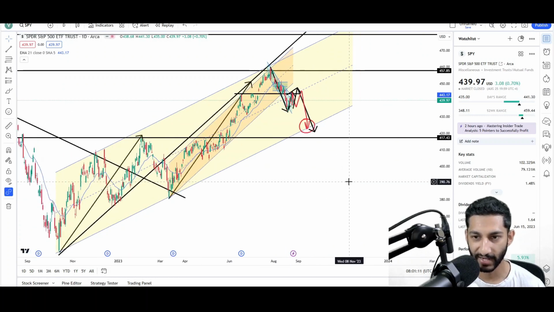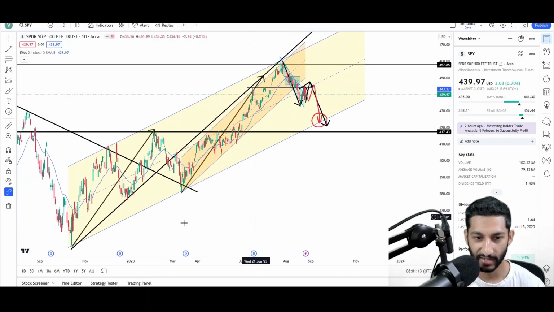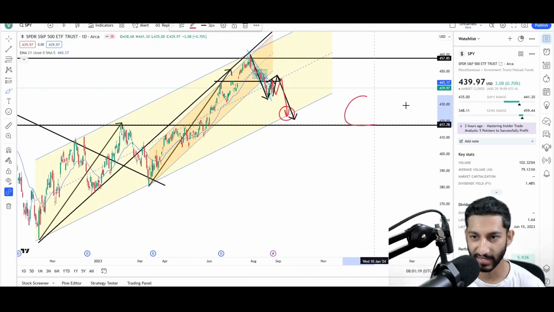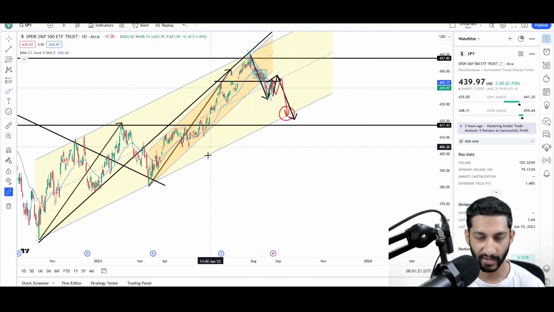Basically, I see more downside. I don't see anything crazy just yet. This is still an uptrend. Price is still within the uptrend. It's not like I'm analyzing the price action outside of the uptrend. It's still within the uptrend, so we can still get a reaction off the channel support right over here.